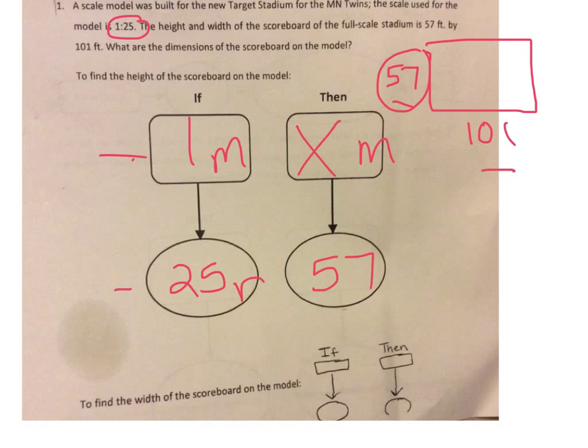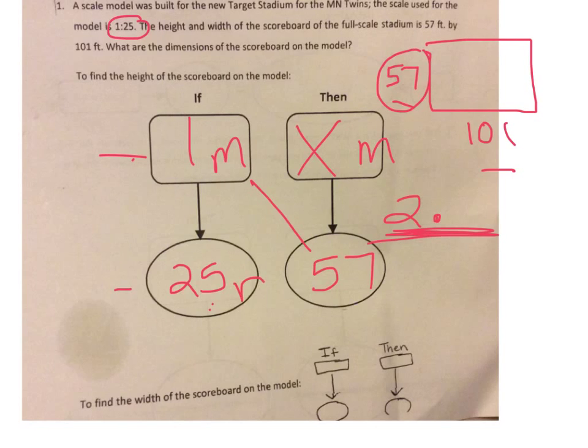So to figure out that missing number, multiply across, 57 times 1, and then you need to divide by the other number, which is 25. So go ahead and take a calculator and take 57 times 1, divide by 25, and that will be your missing number. It's 2 point something. Go ahead and calculate that.